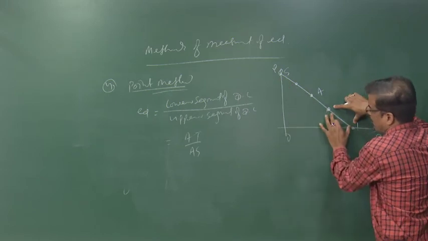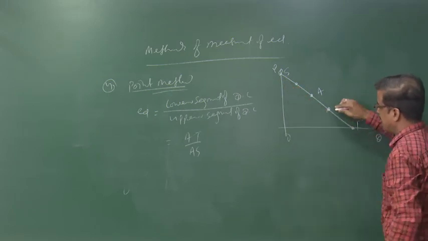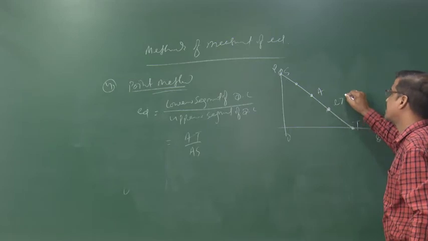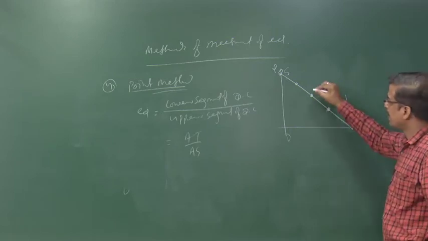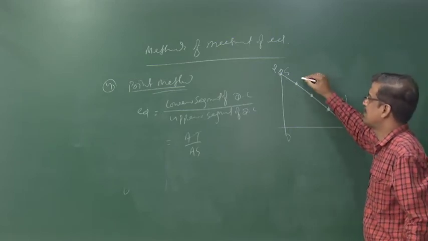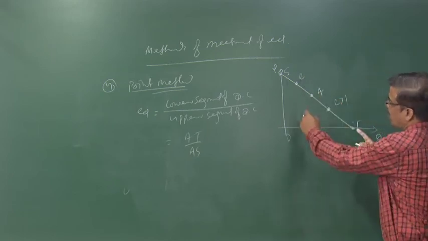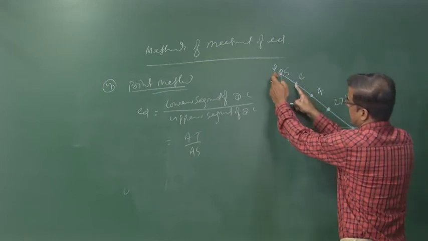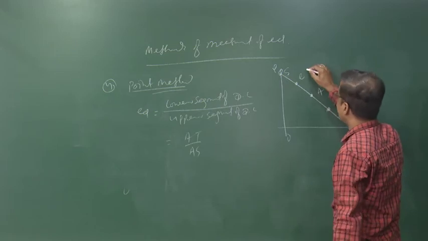So the lower portion is less and the upper portion is more, then the elasticity will be less than 1. In this case, suppose the point A is here, then the demand is inelastic: the lower portion is less, the upper portion is more, so elasticity is less than 1.